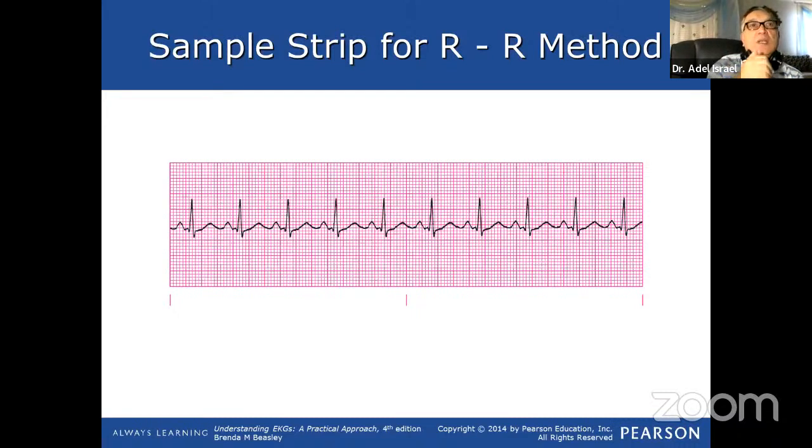And the third method, this almost 3 small square is like here, if we count, they are 15 small square. So what is the third method? I am going to divide 1500 by 15. I will get the answer, which is 100. So the 3 methods come to me with the same number, which is the heart rate is 100 beats per minute. Is it clear? All right, very good.